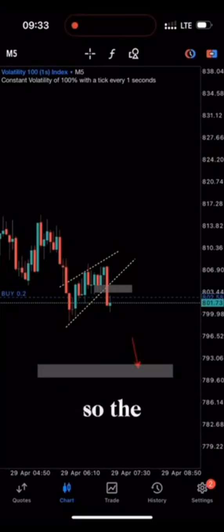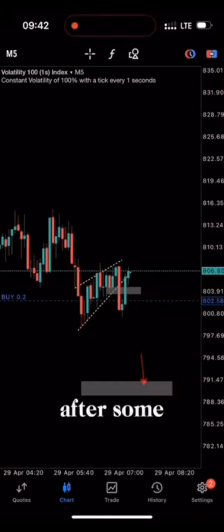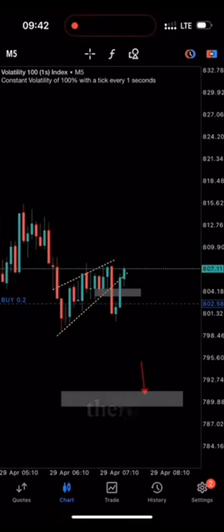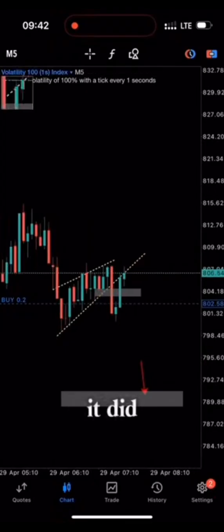The next thing you can do after getting in the trade is just wait a couple of minutes. Since we are scalping on a very small account, we need to be precise. Get in, get profit, get out, just like that. Okay, so we wait. After some time, we can see it did go up to make a fake out there. It did go up to the trend line.